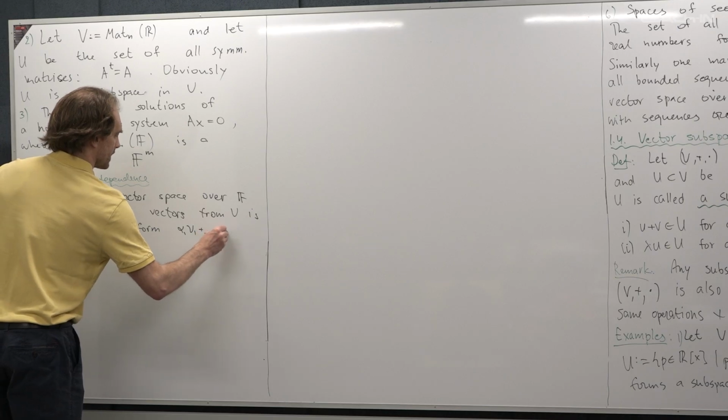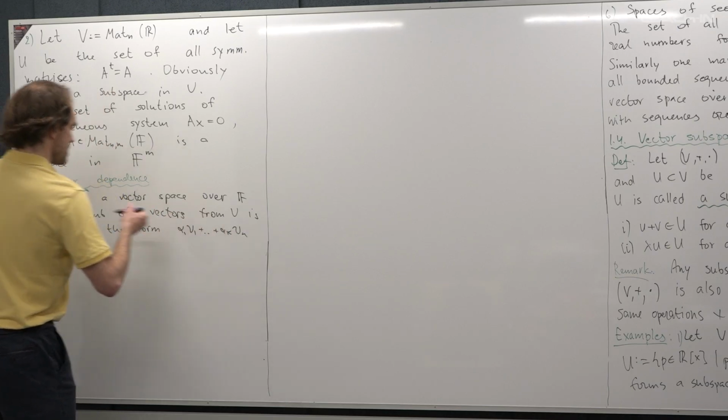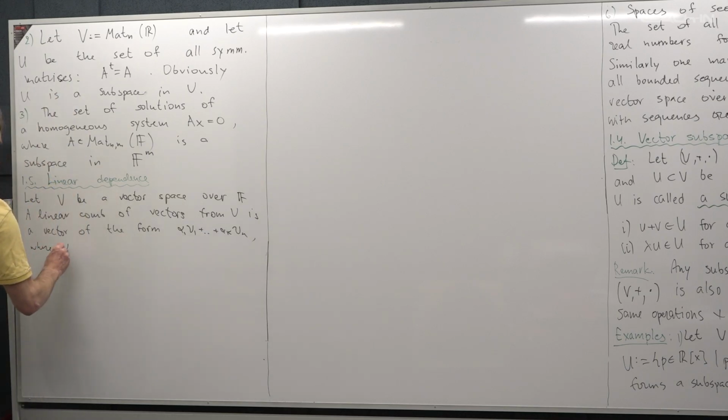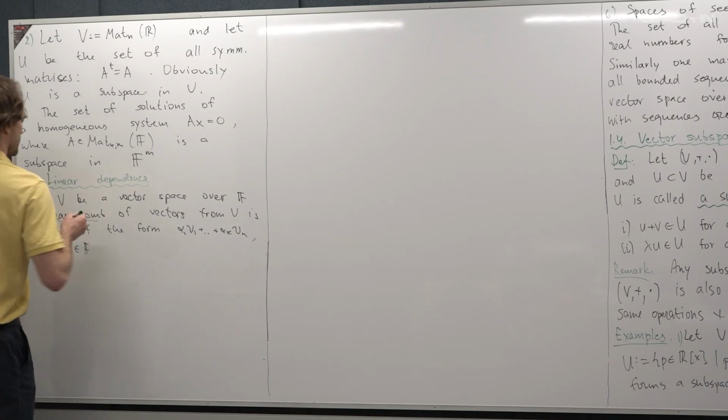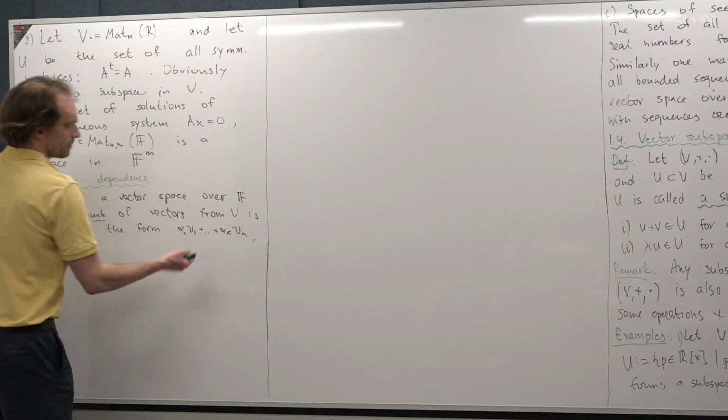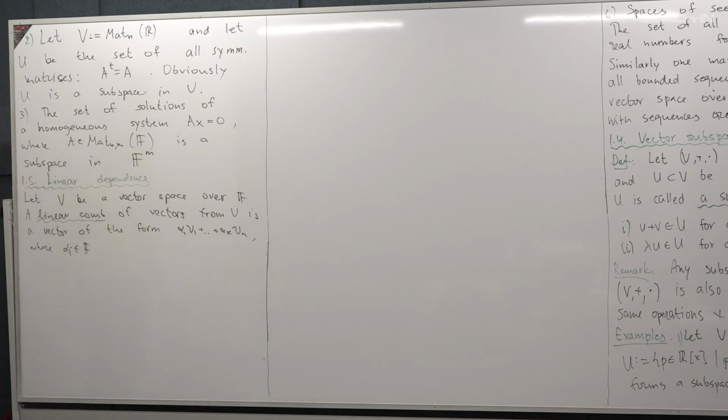plus alpha k times Vk, where the alphas are the coefficients in the field. And exactly as it was in the case of a coordinate space, we call such a thing a linear combination. So in this case, exactly as in the coordinate space, we can multiply vectors by constants. That's why we can consider linear combinations of vectors.